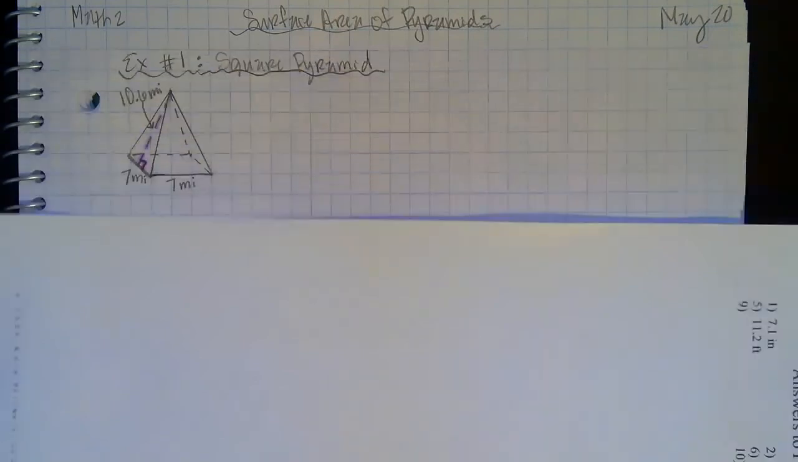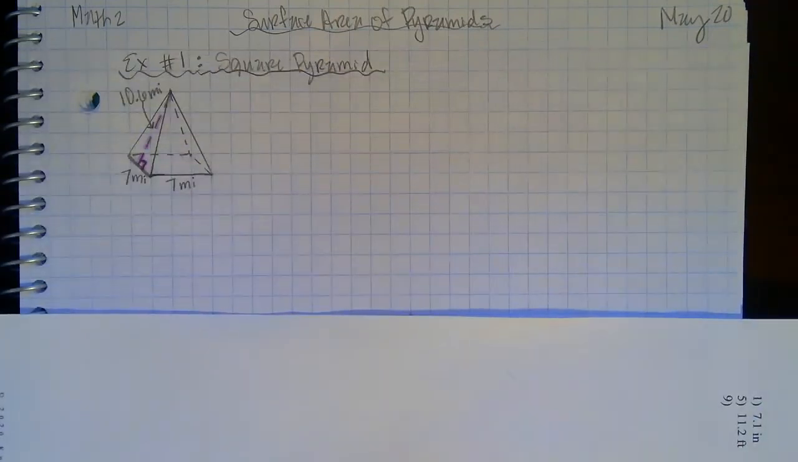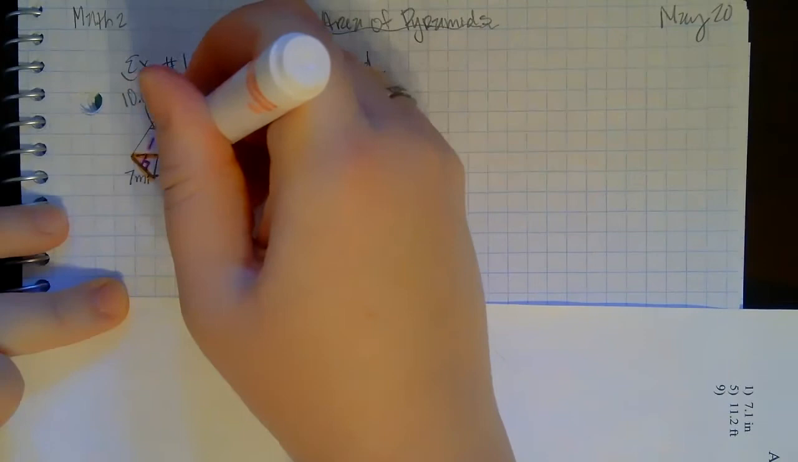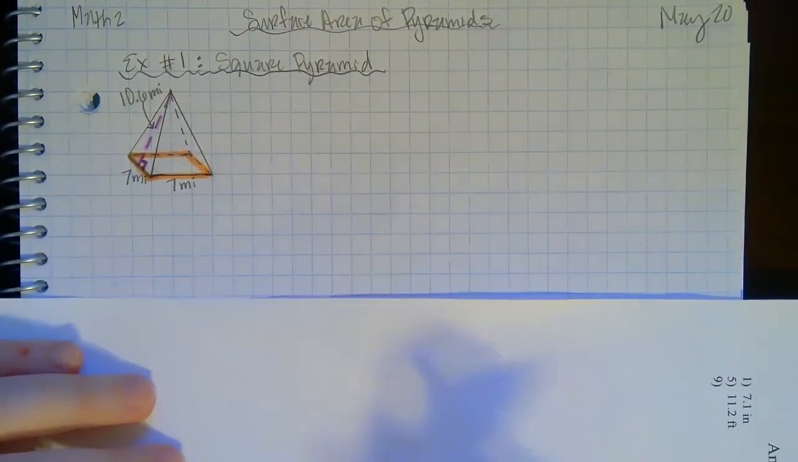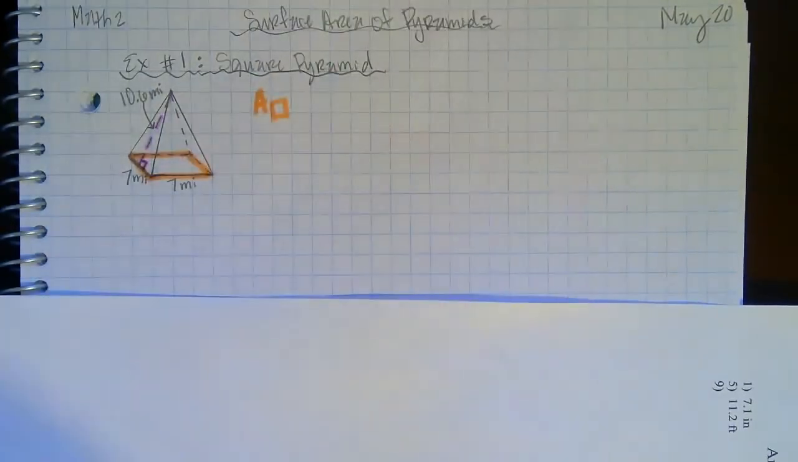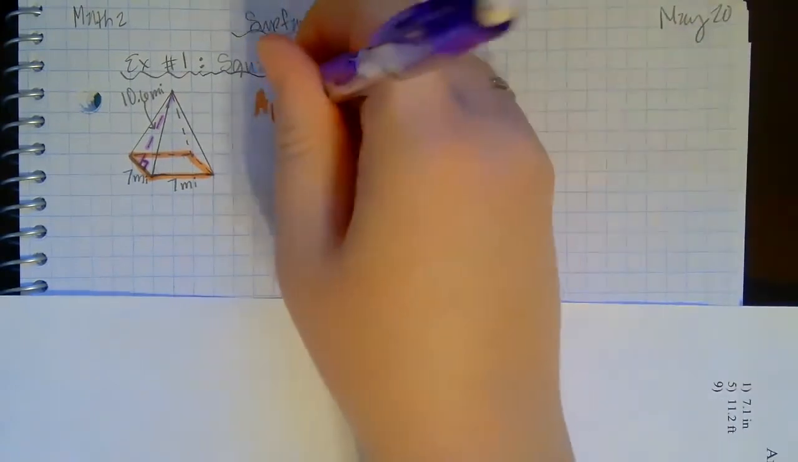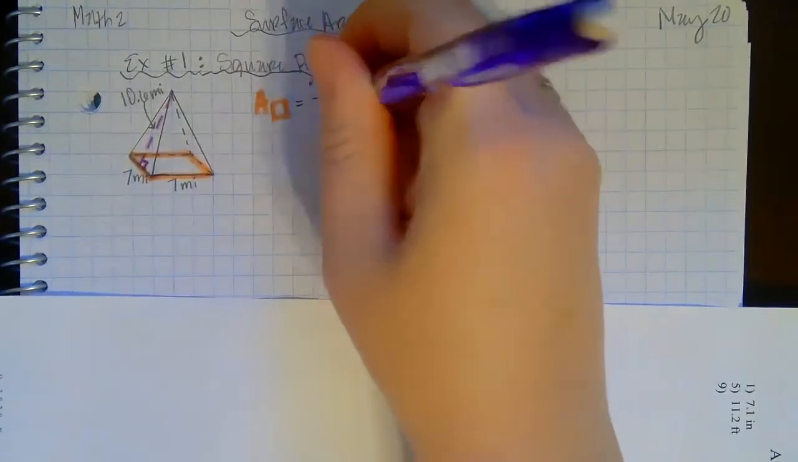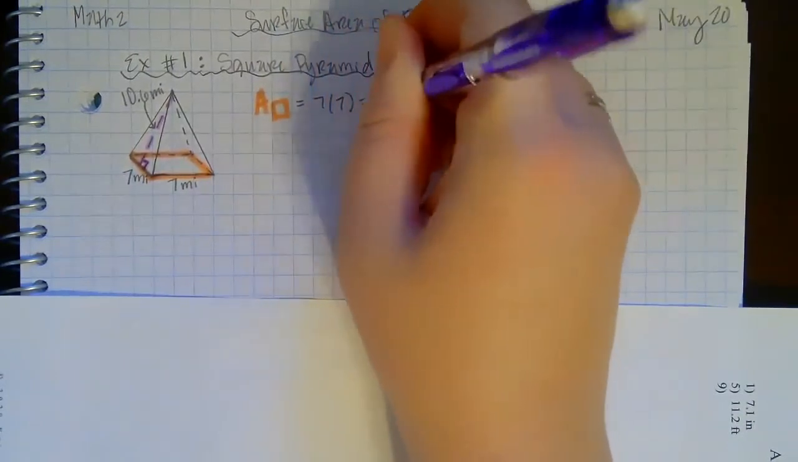So let's look at our first type of pyramid. So we have a square pyramid here. First, we need to figure out what kind of shapes we have. So I noticed on the bottom, I have a square. That's what it says, a square pyramid. So the base is a square here. Okay, so I'm gonna have to find that area of that square. Okay, so to find the area of the square, we know that's just base times height. So 7 times 7 is my area of my square, which is 49.